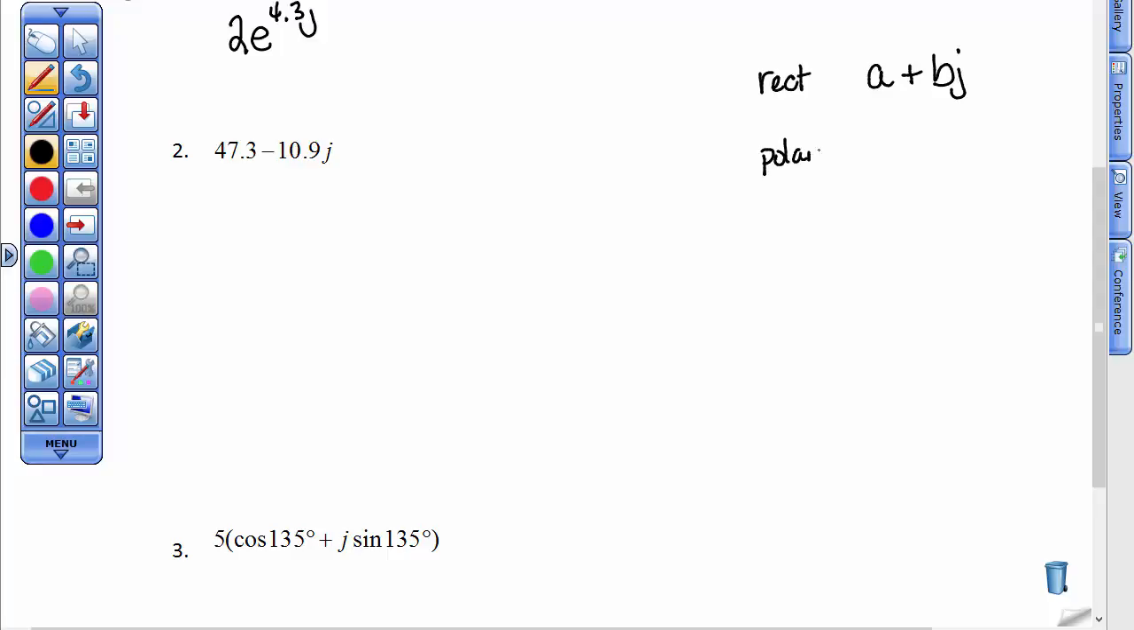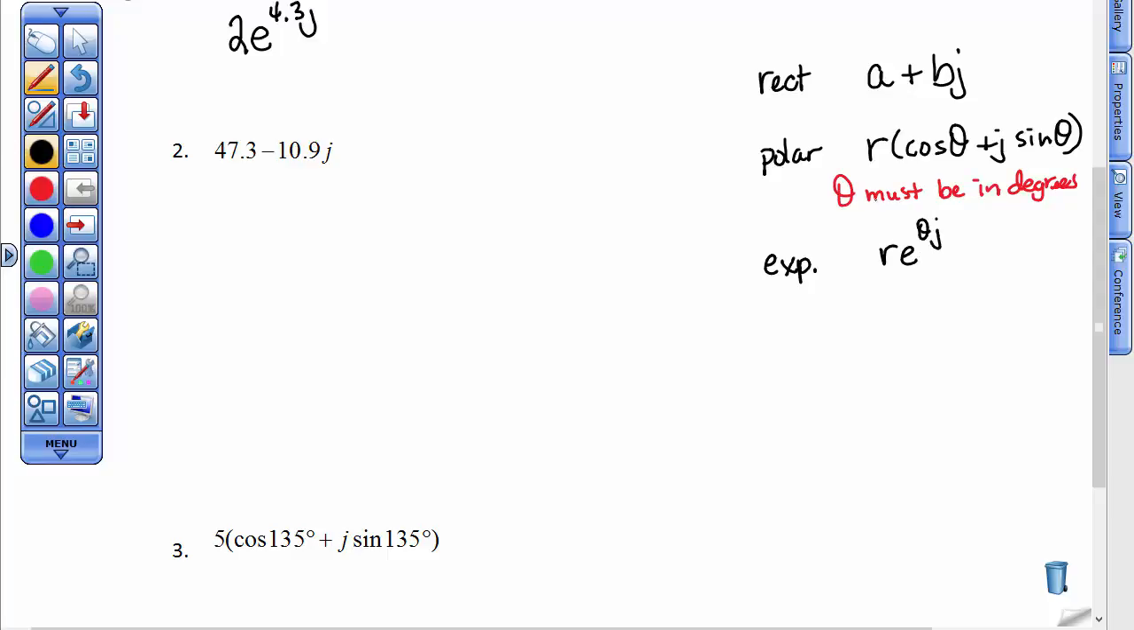Polar is my r value times the cosine of theta plus j times the sine of theta. And I'm going to put here in red that theta must be in degrees to be in polar form. And then exponential form of a complex number is r e to the theta times j, but I'm going to write in red here that theta must be in radians. And then you have what you need on your note card.